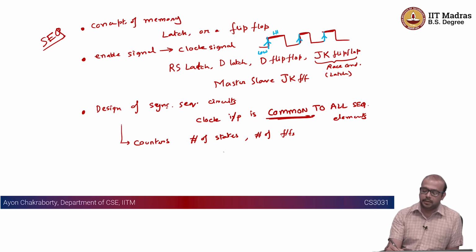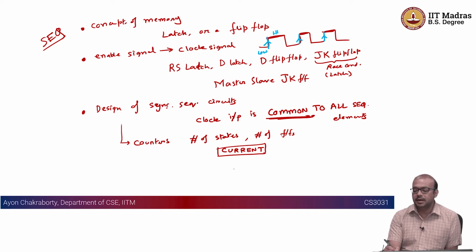For that, you basically have a current state. This is a very important table that you need to understand or retain in your memory. Current state. This is the current state of the circuit. It could be a 3-bit state, a 2-bit state, or a 4-bit state, depending on the number of bits in the state. The number of bits in the state is basically log of the number of states to the base 2, which is basically the number of flip-flops.